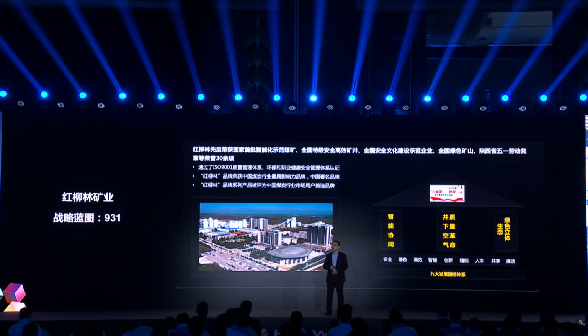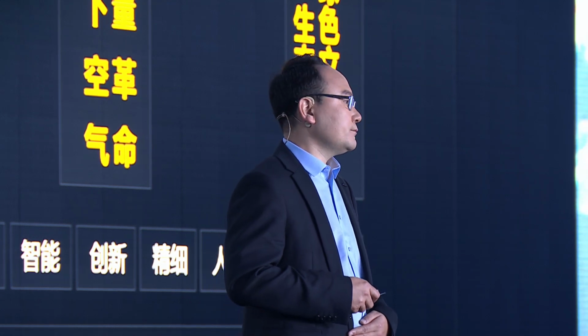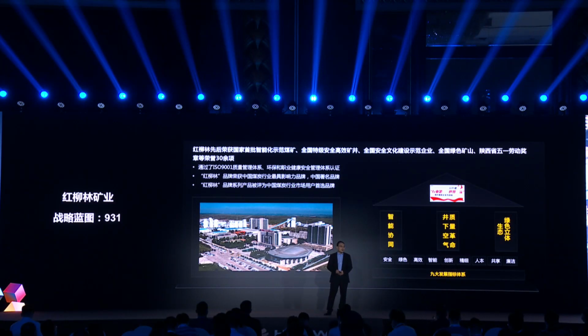Hong Liuling Company is affiliated to Shanxi Coal Mine Coal Group. It was put into production in 2011. Last year, the company developed a strategy of becoming a world-class enterprise. And based upon that, Hong Liuling confirmed the strategy of 931. Nine refers to nine indicators and nine development principles, namely security, green, efficiency, intelligence, innovation, refinement, human-centric, sharing, and integrity.